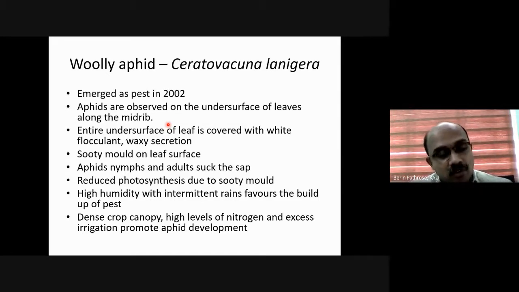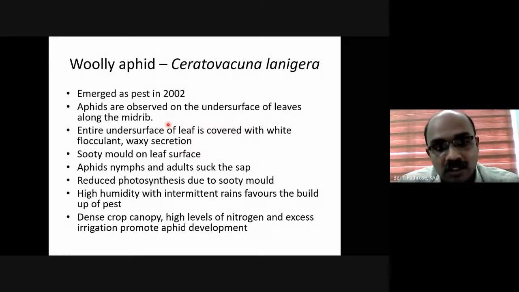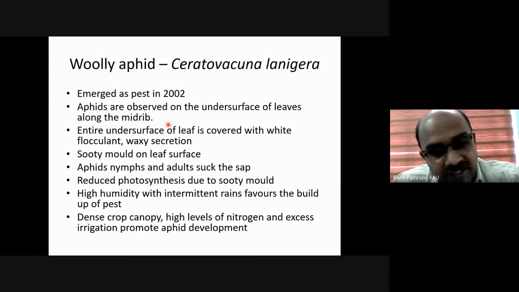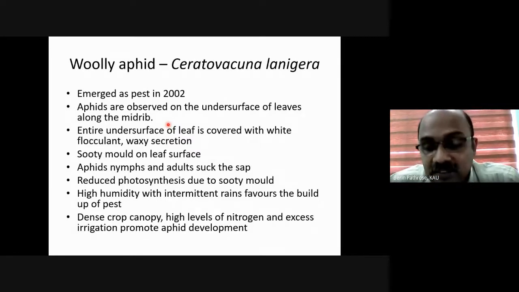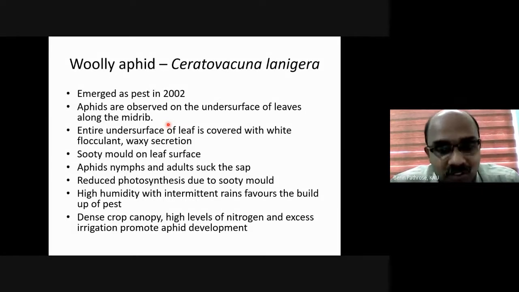We have 4 or 5 sucking pests. And one major sucking pest is woolly aphid, Ceratovacuna lanigera. I haven't studied this pest when I was doing my UG program because at that time it was not considered a pest at all. But because of the changing cultural practices, it became a very serious pest, especially from Maharashtra onwards. And now it's seen in almost all sugarcane growing tracts. So it emerged as a serious pest in 2002 onwards.